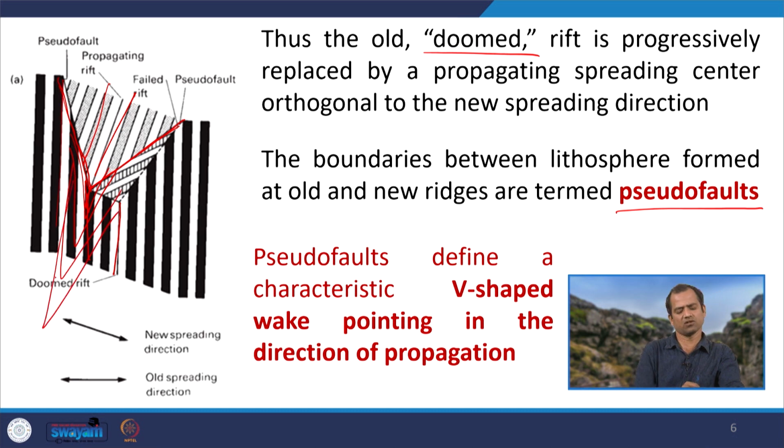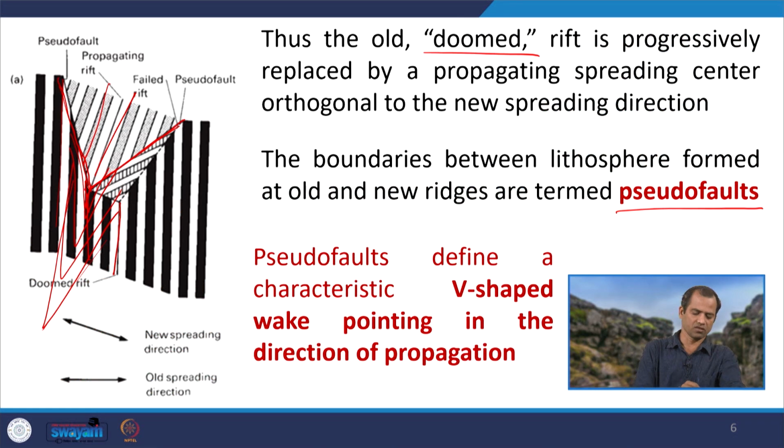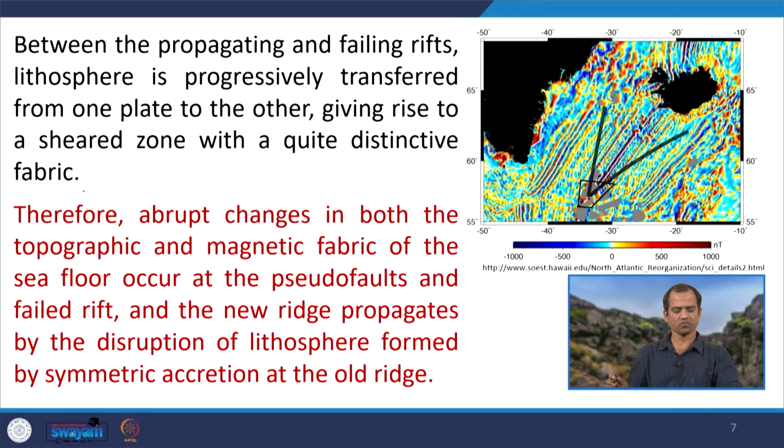So, this is the V direction that is indicating the direction of propagation. Between this propagating and failing rifts, lithosphere is progressively transferred from one plate to another plate, giving rise to a shear zone with a quite distinctive fabric. So, this zone, from new to old system, is representing a shear zone.